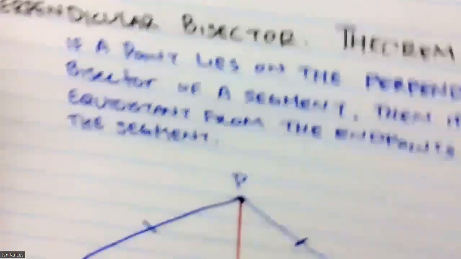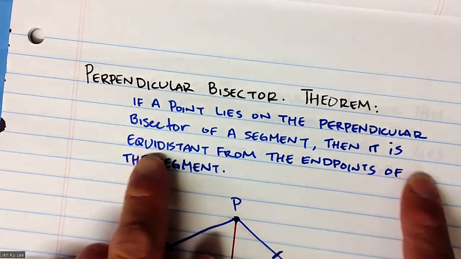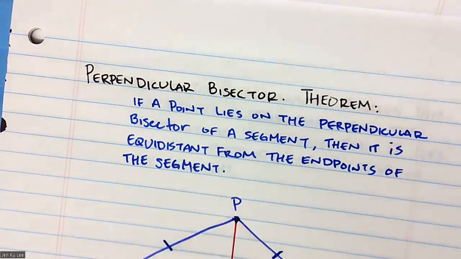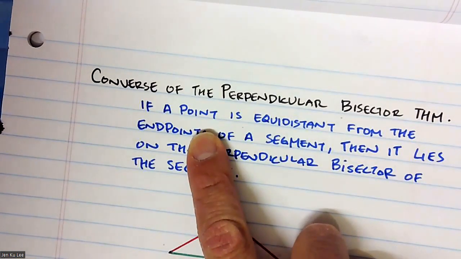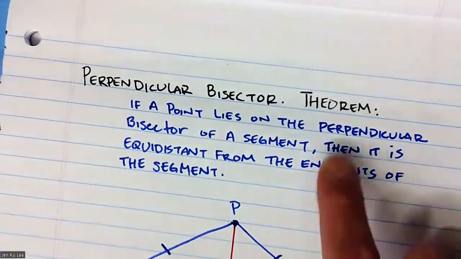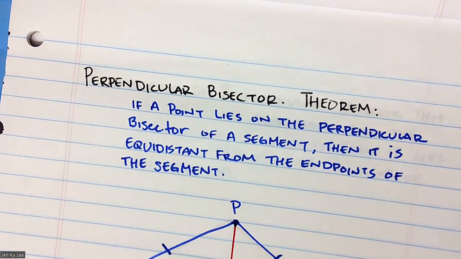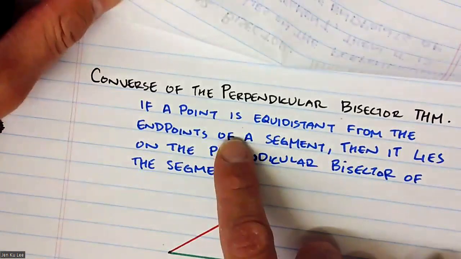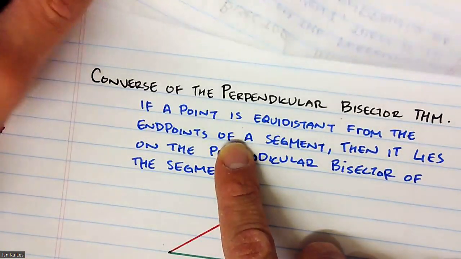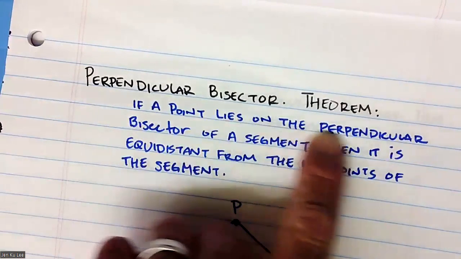Okay. This is the perpendicular bisector theorem, and let's go to that then statement: it is equidistant from the endpoints of the segment. Notice that the if statement for my converse is the same thing as the then statement for my theorem itself. Okay, that's what a converse is. It takes the then statement here, puts it as the if statement for the converse, and then my then statement, then it lies on the perpendicular bisector of the segment, is actually my if statement here.